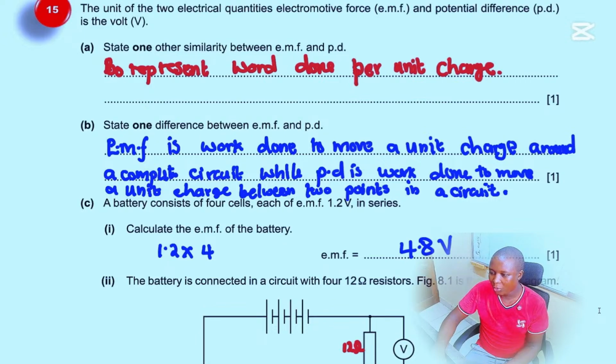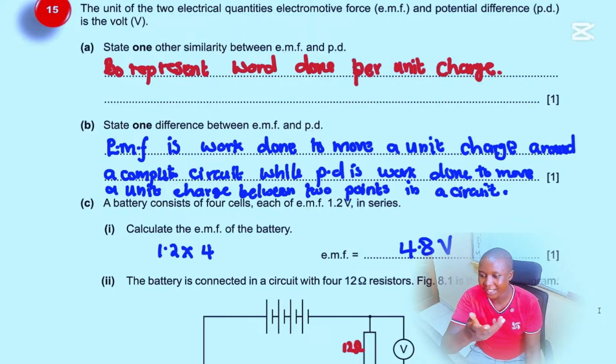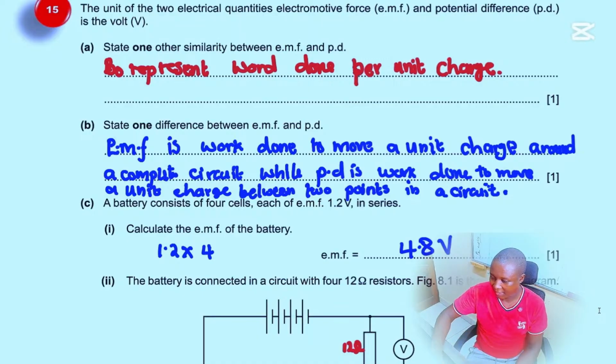One difference between EMF and PD: work done to move a unit charge around a complete circuit, that's EMF. But the PD, the potential difference, is the work done to move a unit charge between 2 points in a circuit.